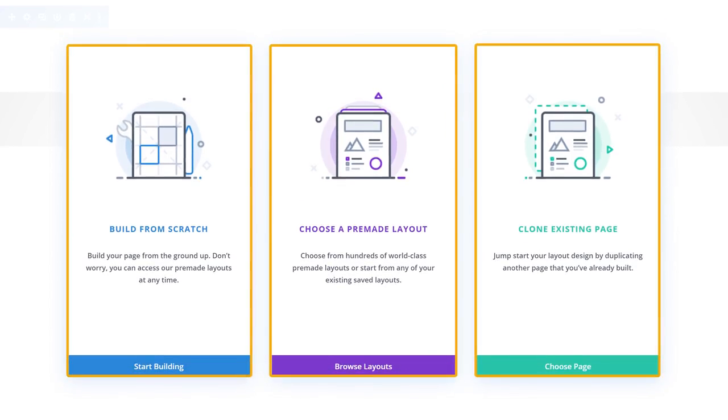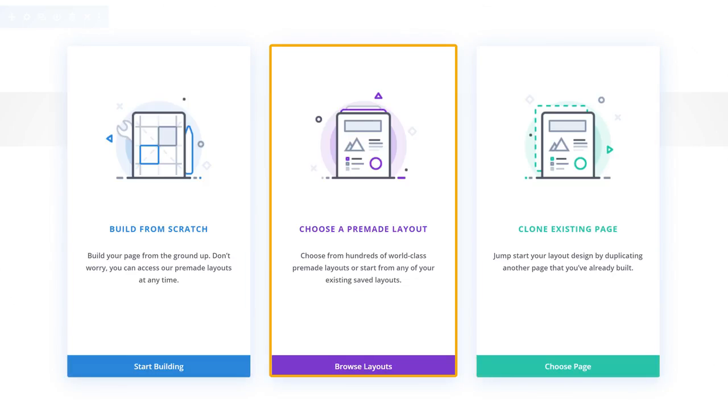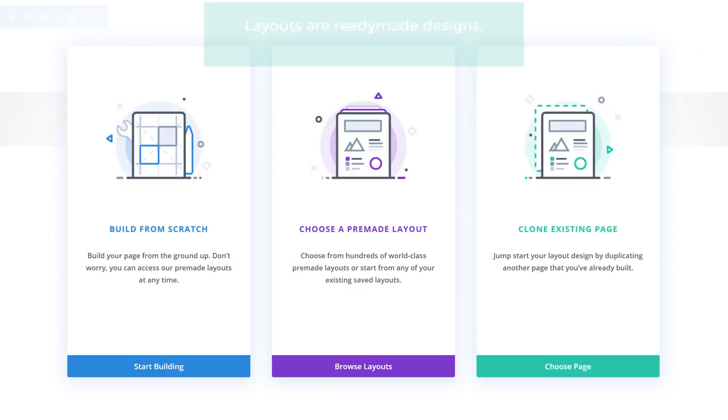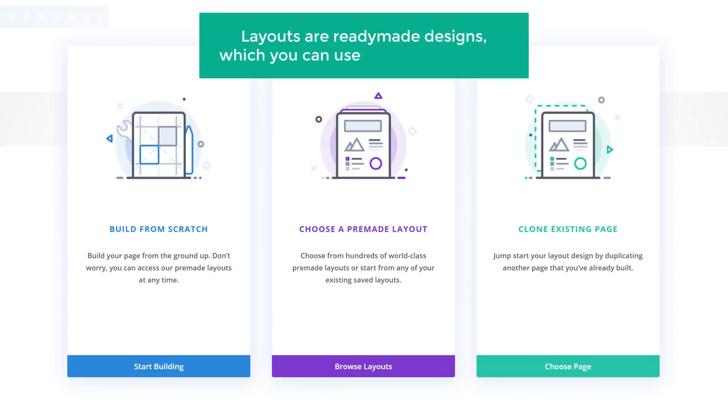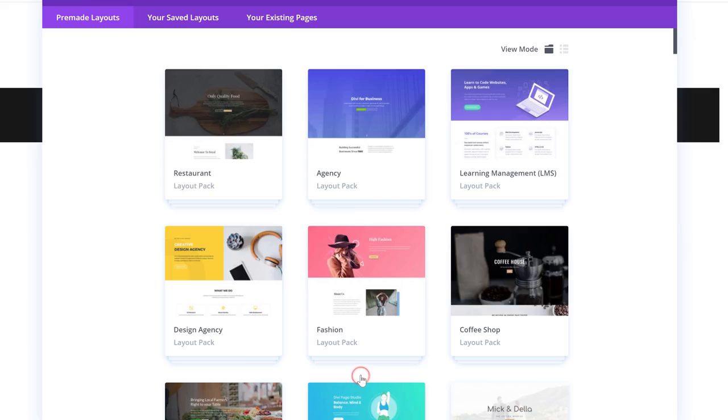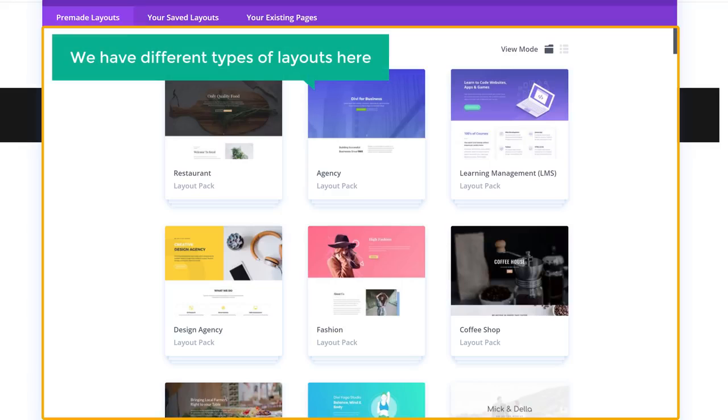And now you will get 3 options to create your page. First, we are going to see this option where you can build your page using layouts. So layouts are ready-made designs which you can use to build your page. So let's click Browse Layouts. And as you can see, we have different types of layouts here.